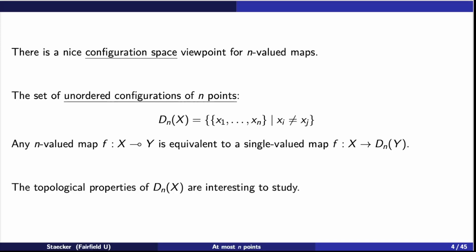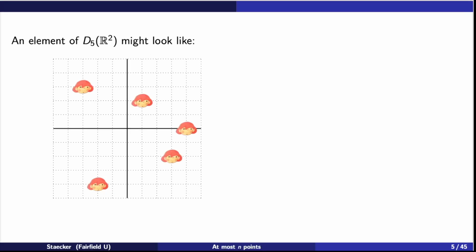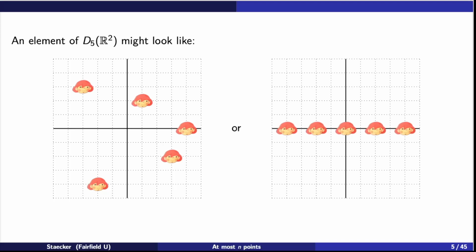This is the obvious point of view. And it is interesting to talk about the topological properties of this configuration space, Dn of X. For example, a single element of, say, D5 of R2 might look like this. There are 5 points in R2, so this is one element of the 5-point configuration space. Or maybe it could look like this.